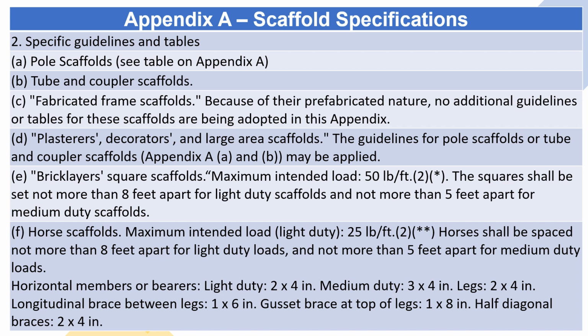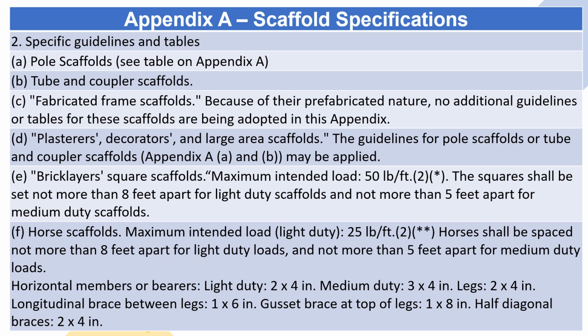D. Plasterers, decorators, and large area scaffolds. The guidelines for pole scaffolds or tube and coupler scaffolds, Appendix A and B, may be applied. E. Bricklayers' square scaffolds. Maximum intended load, 50 pounds per ft². The squares shall be set not more than 8 feet apart for light-duty scaffolds and not more than 5 feet apart for medium-duty scaffolds.